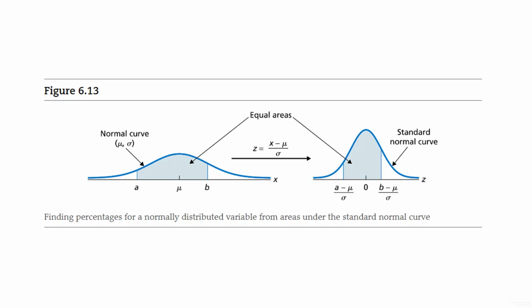This figure here is showing how you can find percentages for normally distributed variables from areas underneath the standard normal curve. So for example, if you had A and B, then what you can do is standardize the score, and then you'll be able to calculate the area under the standard normal curve. And that's what the next section will be focusing on.